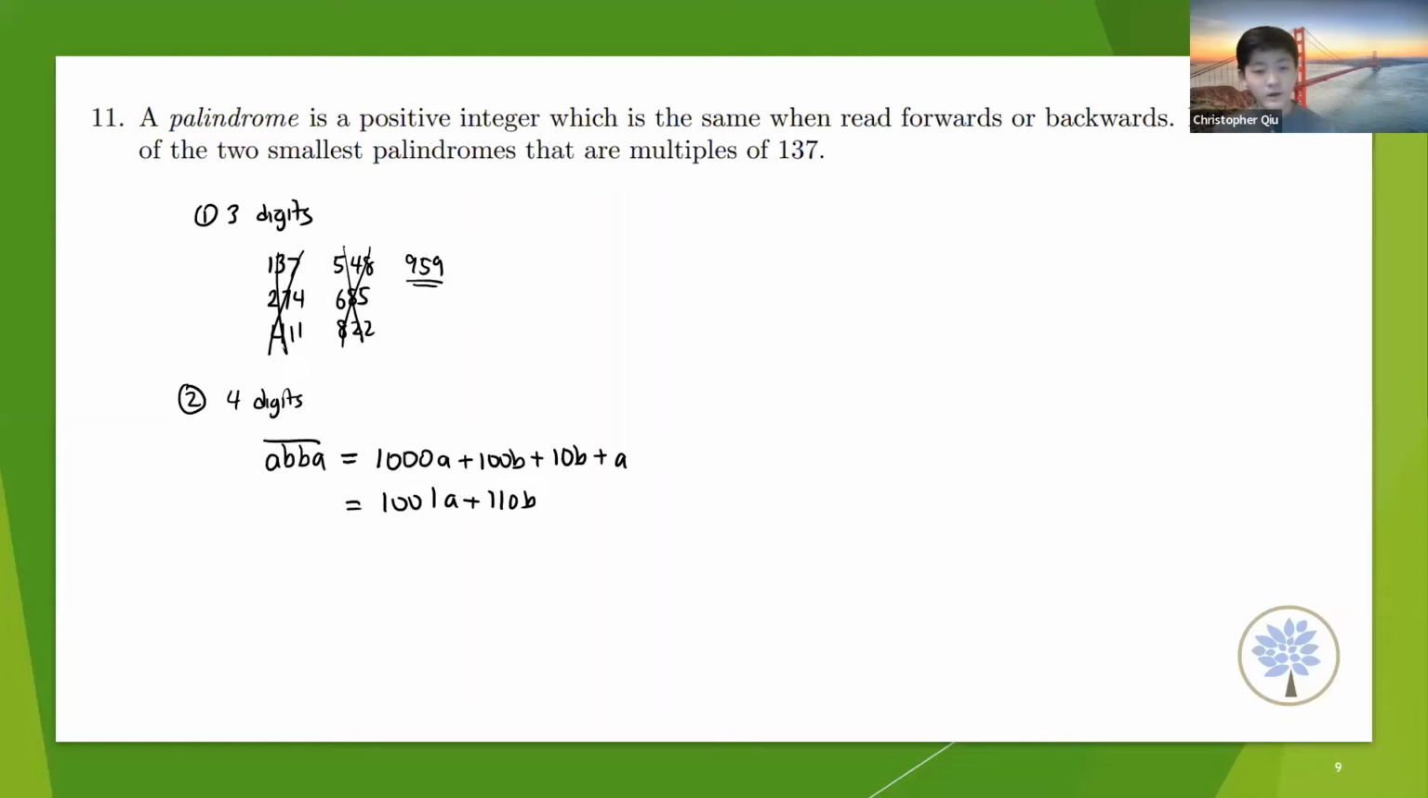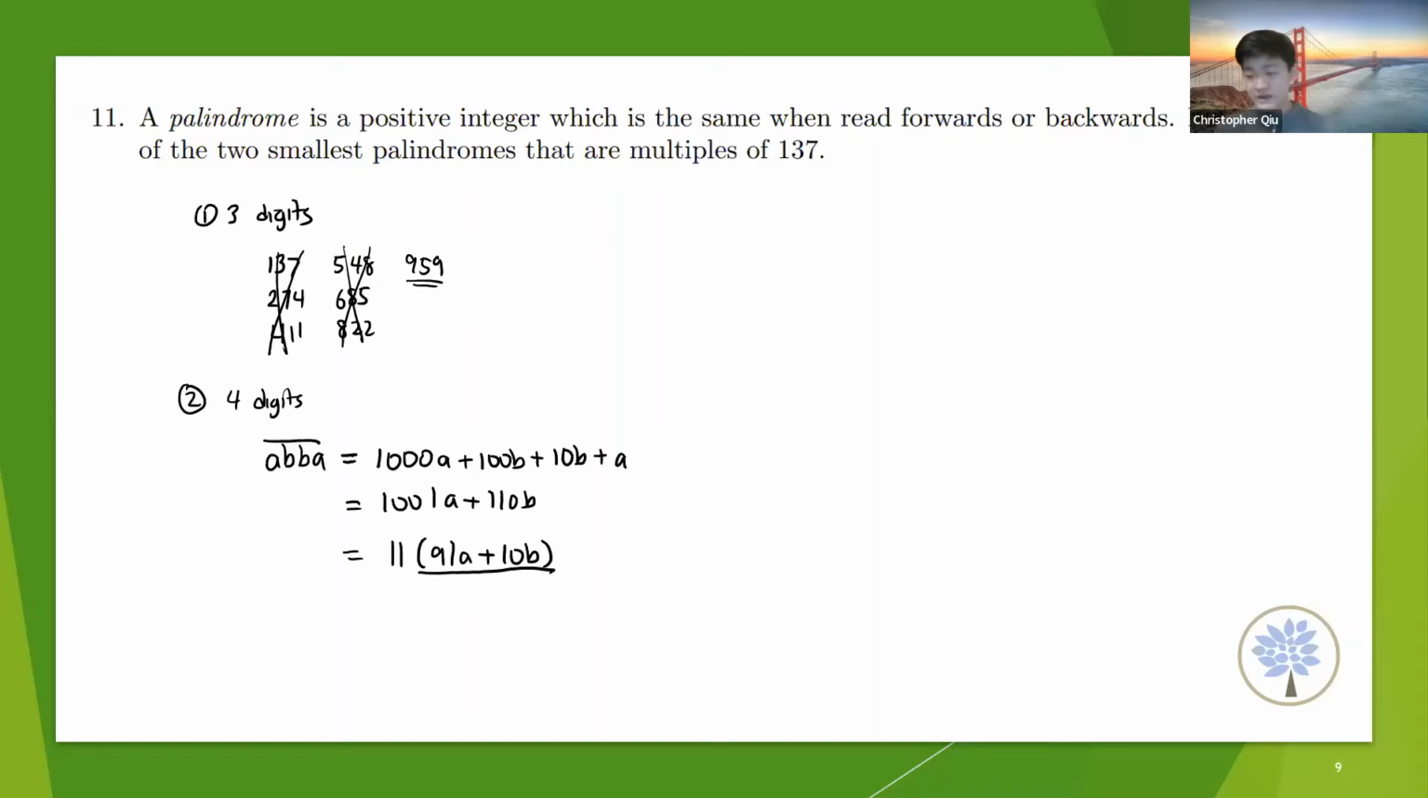And looking at this, we know that 1001 is divisible by 11, and so is 110. So in fact, we can factor this. We can factor out a multiple of 11, and then we're left with 91A plus 10B. Now our lives are a lot easier, because if this number ABBA is a multiple of 137, 137 cannot go into the 11, because 11 is not a multiple of 137. But 137 can go into this multiple over here, 91A plus 10B.